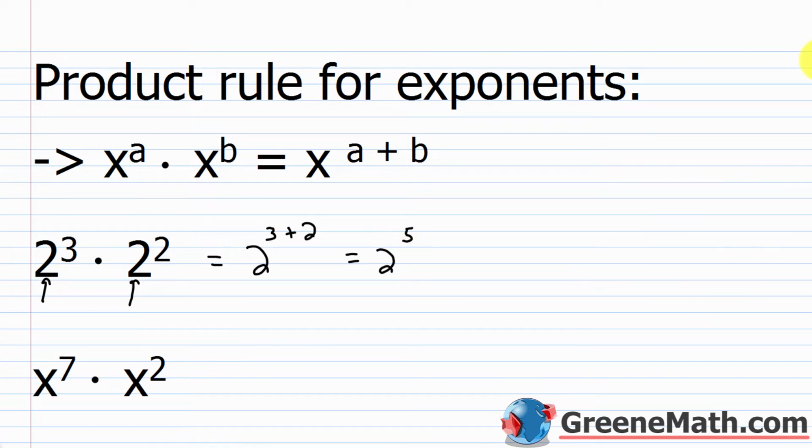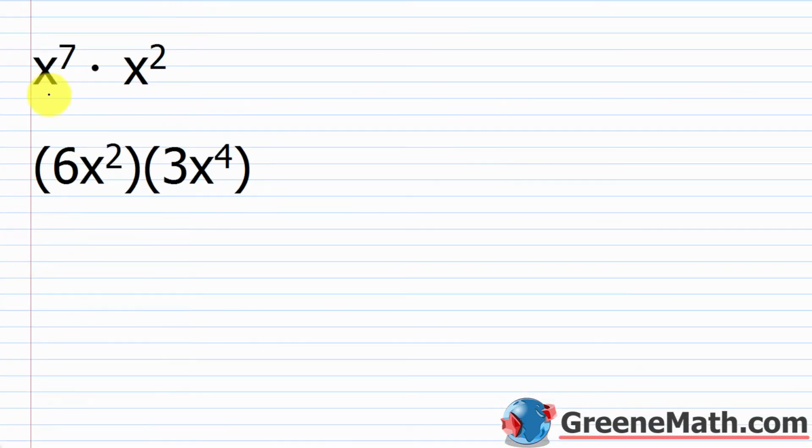All right, so let's scroll down a little bit. For the next example, we see x to the 7th power times x squared. So the base x is the same, so I'll keep it the same, and I'll add the exponents. Here I have a 7, here I have a 2. So this would be x to the power of 7 plus 2, which is x to the power of 9.